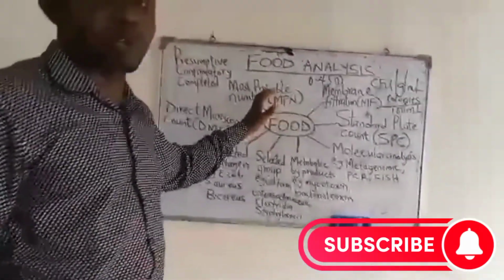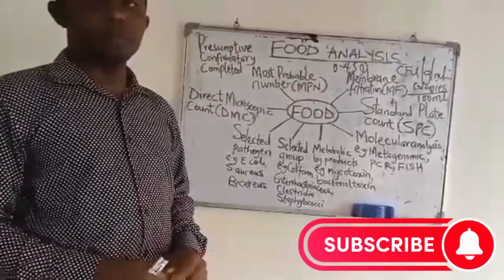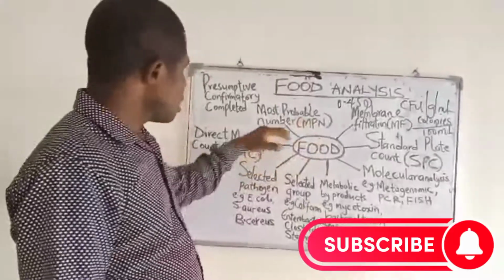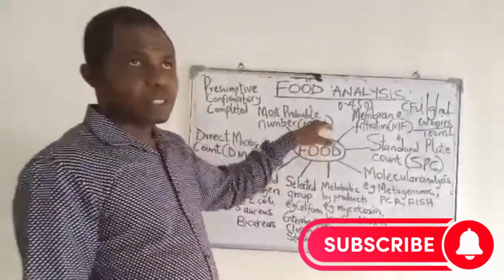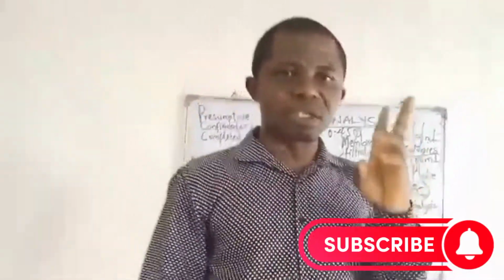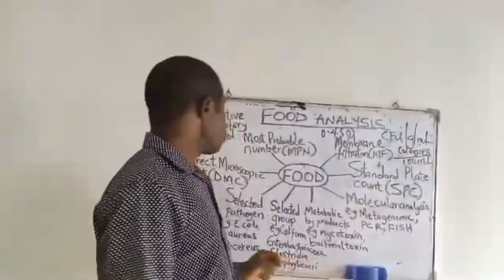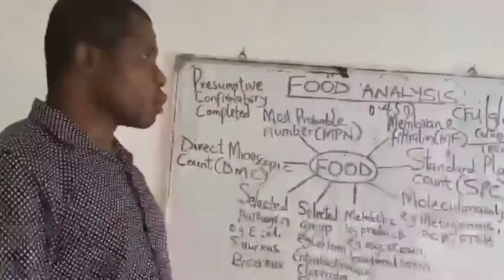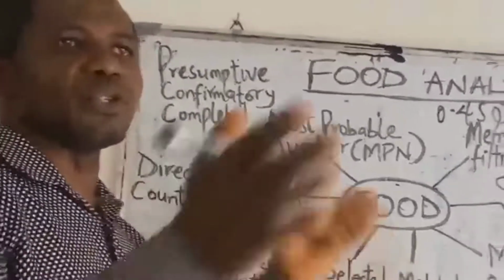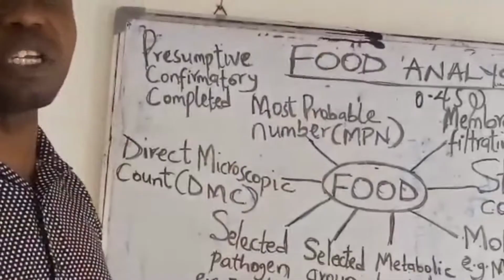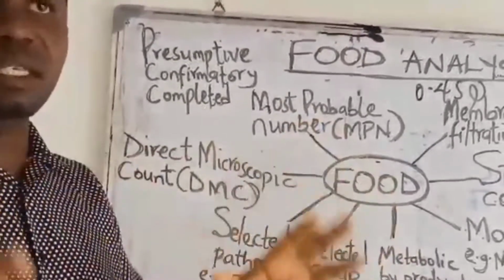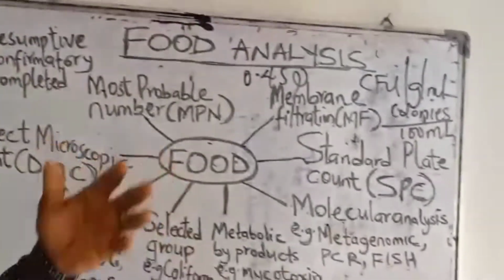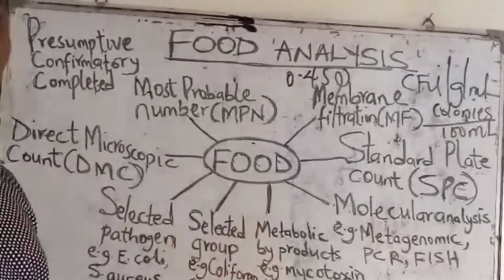The next one is the most probable number technique, which is the acronym MPN. This most probable number technique is carried out in 3 stages. 1, the presumptive; 2, the confirmatory; 3, the completed. So the presumptive is carried out either using the 3-tube technique or the 5-tube technique. When we say 3-tube, we mean 3 tubes in 3 series, or 5-tube technique, 5 tubes in 3 series. So here's where the choice is yours to adopt.